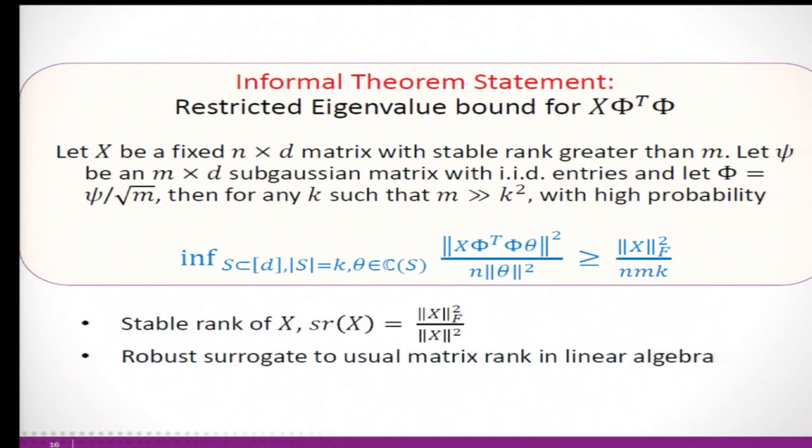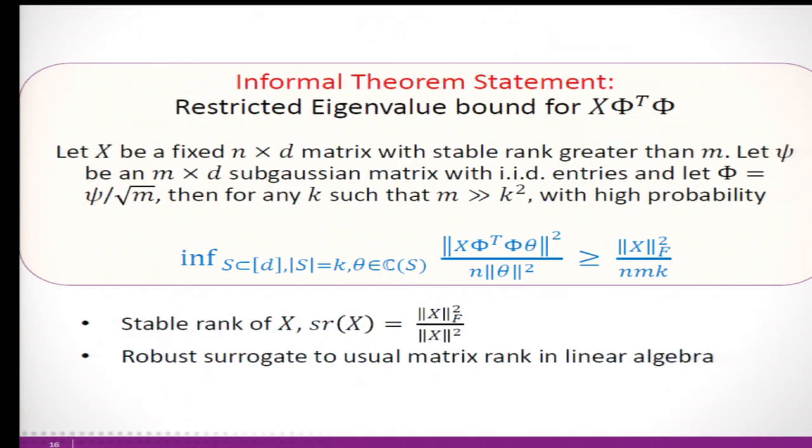So the only condition on X, as I said, X is a fixed matrix. The only condition on X that's needed is that the stable rank of X is not too small. Stable rank is the ratio of the Frobenius norm square to the spectral norm square, and it's a robust surrogate to rank that's used in linear algebra. So under that condition on X, you can use any X. You will have a RE bound, a restricted eigenvalue bound, for this kind of matrices.